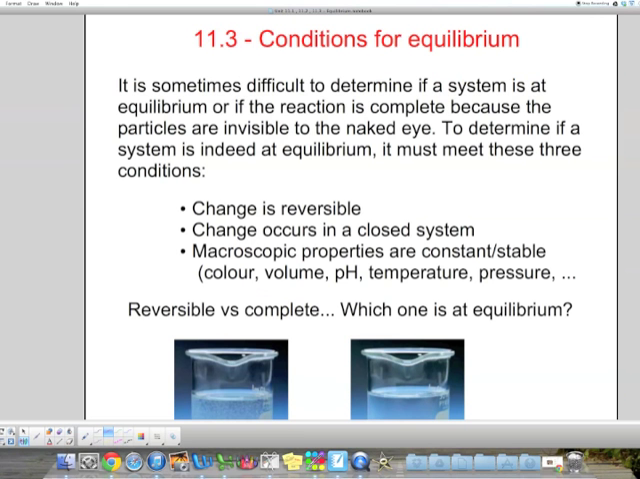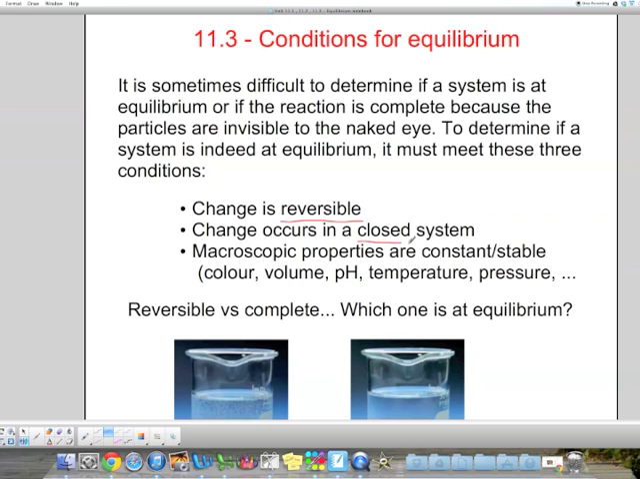Finally, 11.3, when do we have an equilibrium? What are the conditions to have an equilibrium? There are three. Obviously, we need to have a type of reaction that is reversible. As I said before, not all of them can be. We need to have a closed system.